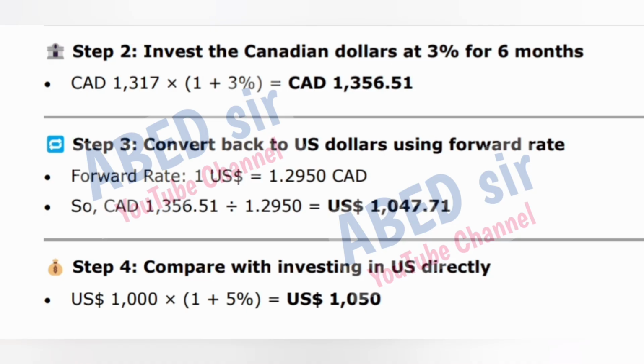Step 3. Convert back to US dollars using forward rate. Forward rate 1 US dollar is equal to 1.2950 CAD. So, 1,356 Canadian dollars and 51 cents divided by 1.2950 is equal to 1,047 US dollars and 71 cents. Step 4. Compare with investing in US directly. 1,000 US dollars times 1 plus 5% is equal to 1,050 US dollars.